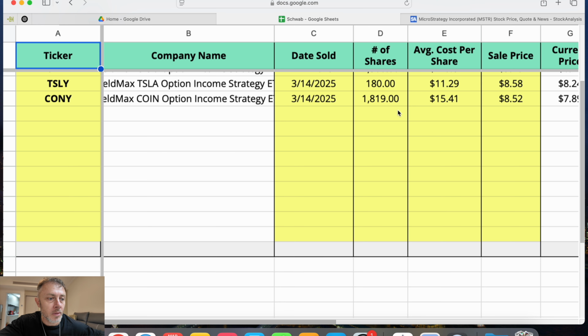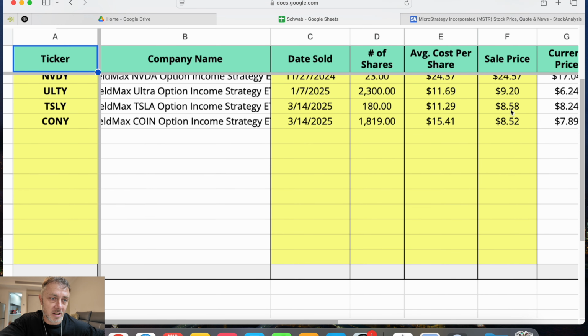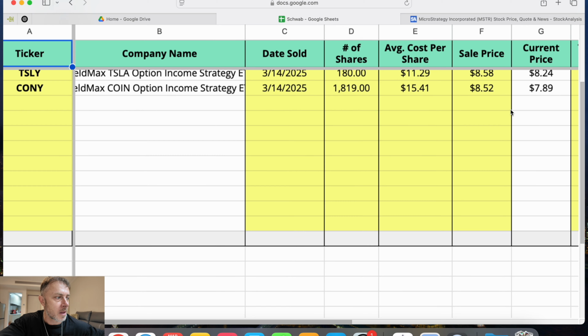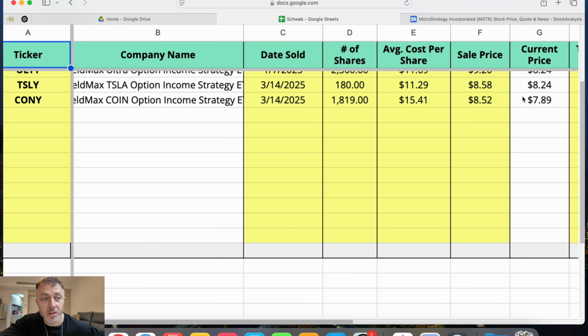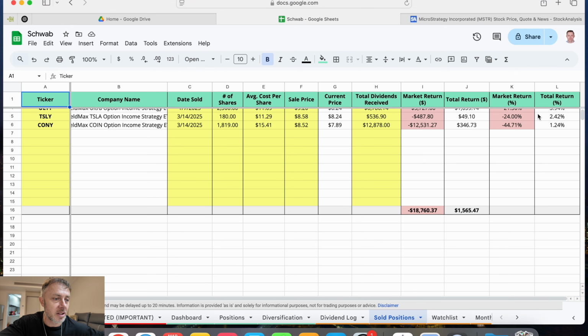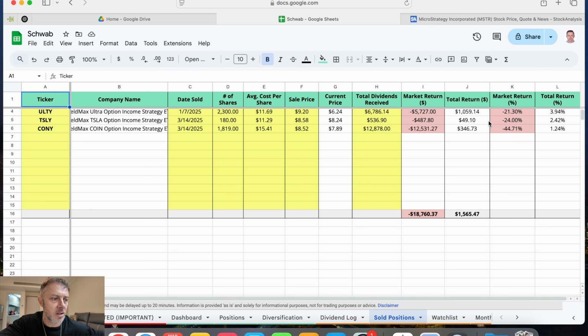Coney, $15.41 was my price, and I sold Coney for $8.52. But look at this, the current price. Tesla's current price is $8.24, so I sold it for more than what it is now, and I did the same with Coney. I sold it for more than what it's priced right now. But let's get into the returns. This is what I want to show you. Oh, we can do it here.